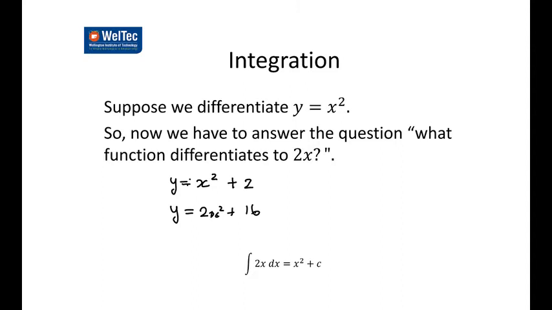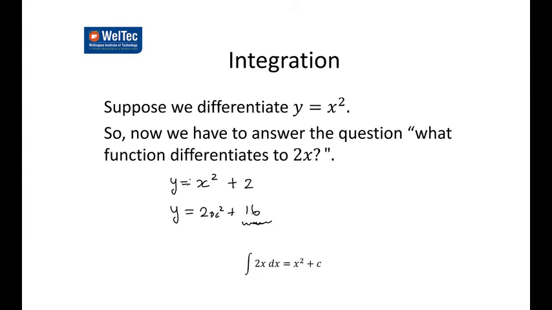What we can do, the best we can do, is to say that what differentiates to 2x is going to be x squared plus some number that we don't actually know. So the best we can do is to say that what differentiates to 2x is x squared plus c, and we call c the constant of integration. What we're actually doing is integrating. So integrating asks us the question, what function differentiates to 2x? And that process of finding the answer to that question is called integration.